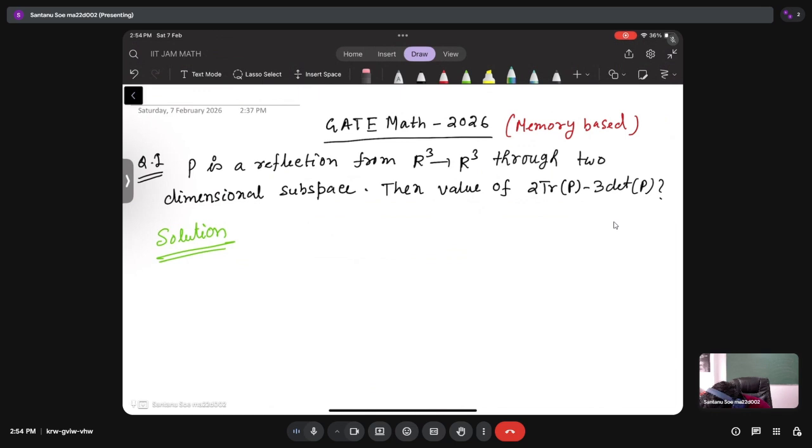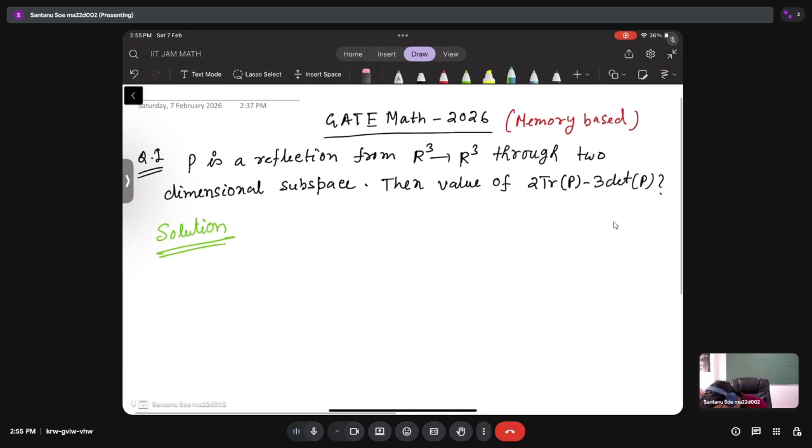Since they have not mentioned anything about the two dimensions of space, we can take any two-dimensional subspace and try to find P, and then determine the trace of P and the determinant of P. This is just to answer the question in the exam. Otherwise, we can try to prove for any two-dimensional subspace what the trace and the determinant of this reflection matrix will be. So first, we're going to take a simple two-dimensional subspace in R3 and try to find what the reflection matrix will be.